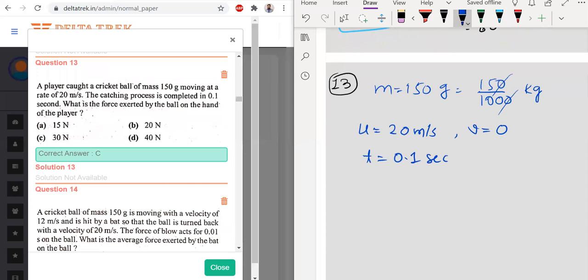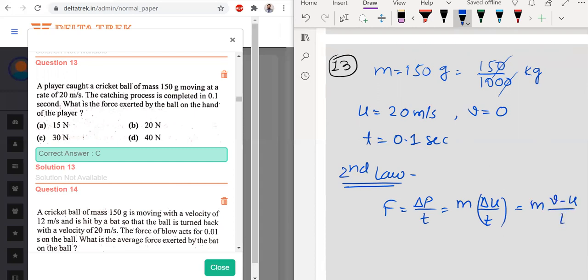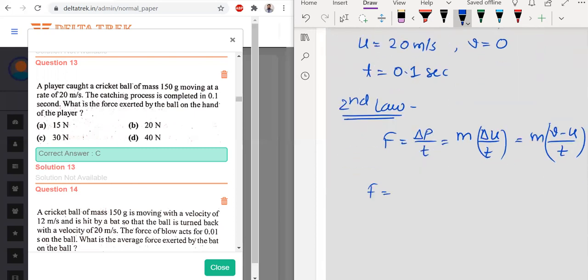So what is the force? From Newton's second law, what is the formula for force? It is change in momentum upon time. And change in momentum means mass into change in speed over time. Change in speed means mass into final speed minus initial speed upon time. So that's how we calculate the force. So let's calculate it. It is 150 divided by 1000 into final speed 0 minus initial speed 20, divided by time taken, 0.1.